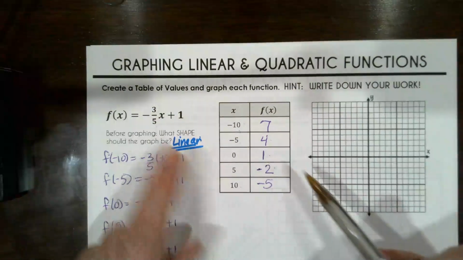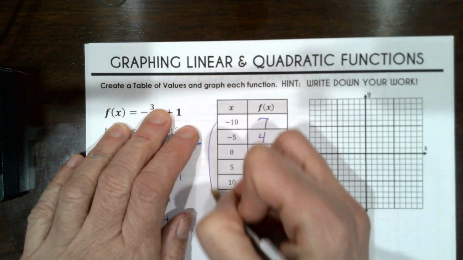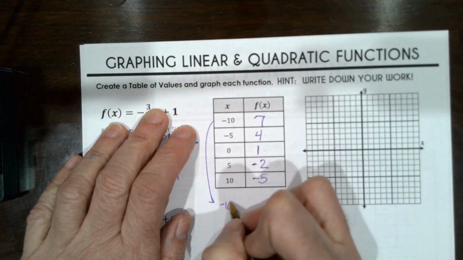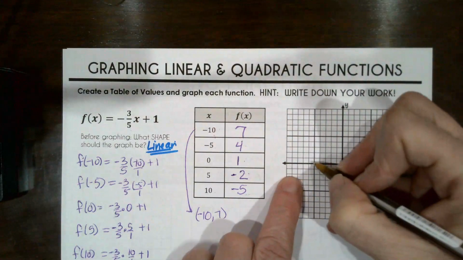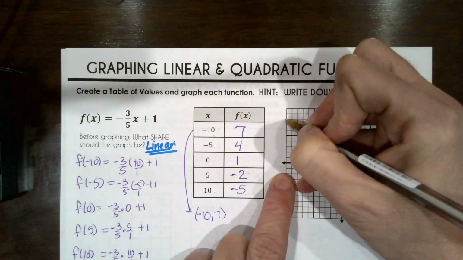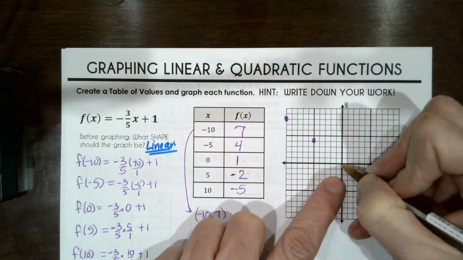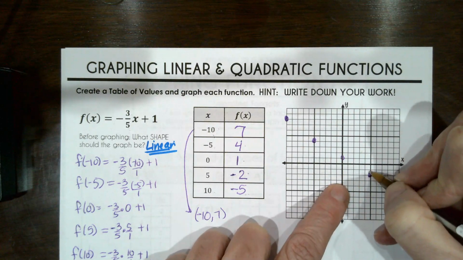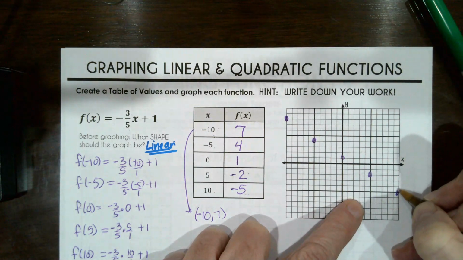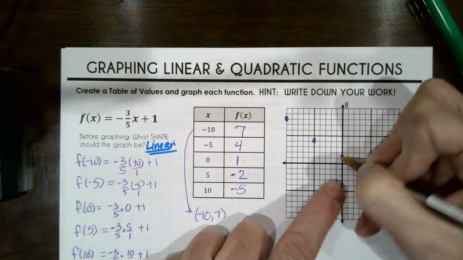Now that we have these, remember these are all ordered pairs. So for example, this is really negative 10, comma 7. Go ahead and graph all those little dots. Pause the video if you need to, because I'm just going to keep talking and I don't want you to miss out.